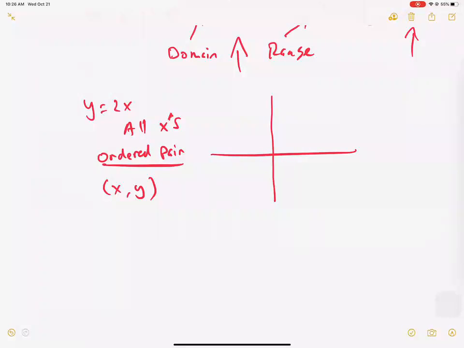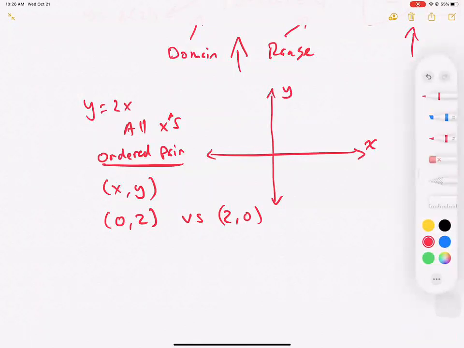Because order matters. If I give you a point 0, 2 versus 2, 0, will these be different on an x and y graph here? So if you guys haven't learned how to graph yet, in our horizontal direction, we always call that x. In our vertical direction, we always call that y. Now, why do we do that? I don't know. But everyone agreed to it.